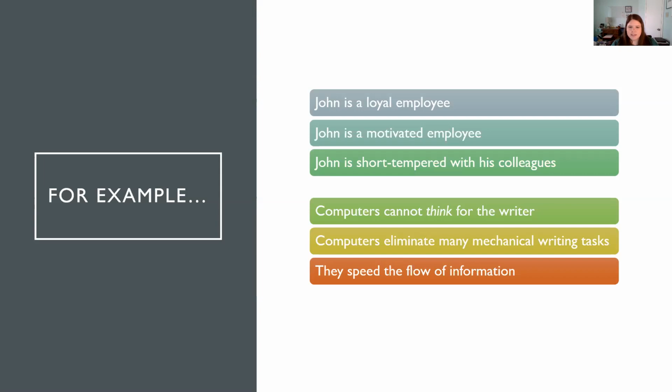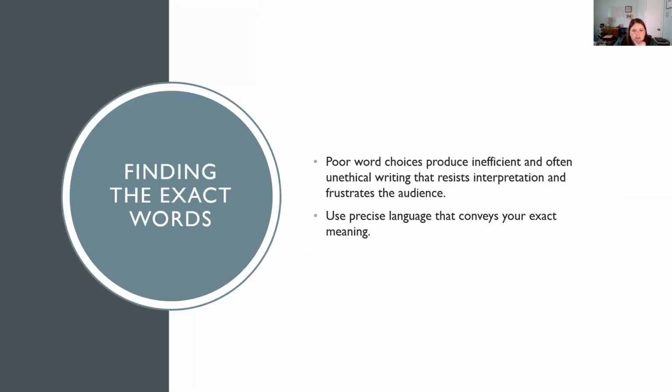All right, in the next sentence, computers cannot think for the writer. Computers eliminate many mechanical writing tasks. They speed up the flow of information. So all of this seems kind of disconnected from one another. So you could say something like, though computers speed the flow of information and eliminate many mechanical writing tasks, they cannot think for the writer. And so then you can combine all of those ideas together, and then you can follow up with that in a paragraph with additional information that's going to be useful for your readers.